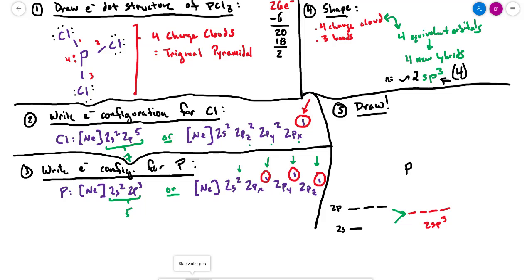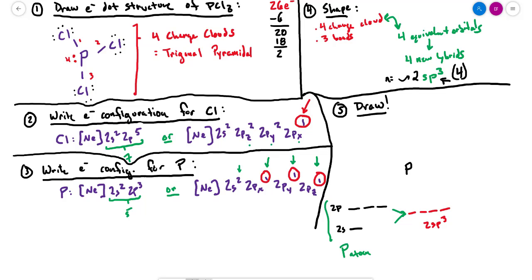because remember this hybridization here, this is for the P atom. This is for the central atom. We're not talking about chlorine at all. Chlorine is going to stay as it is. We don't need to hybridize that because the molecular geometry doesn't depend on chlorine's orbitals. It only depends on the central phosphorus atom.